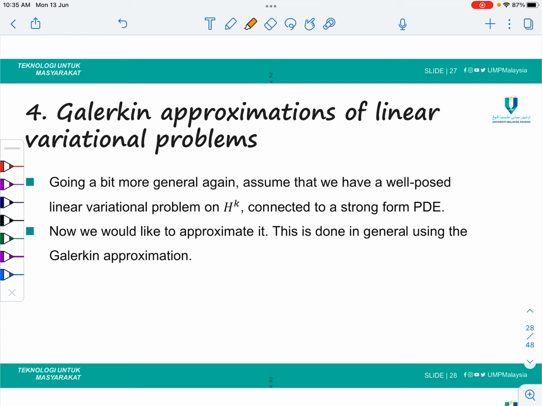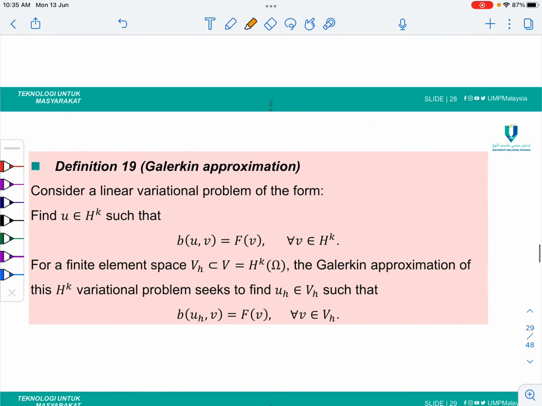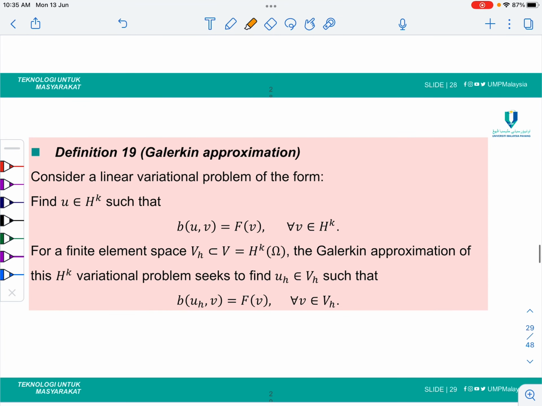Let's consider the more general case. Assume that we have a well-posed linear variational problem on H^k connected to a strong form PDE. Now we would like to approximate it. This is done in general using the Galerkin approximation. In this definition, we define what the Galerkin approximation is.